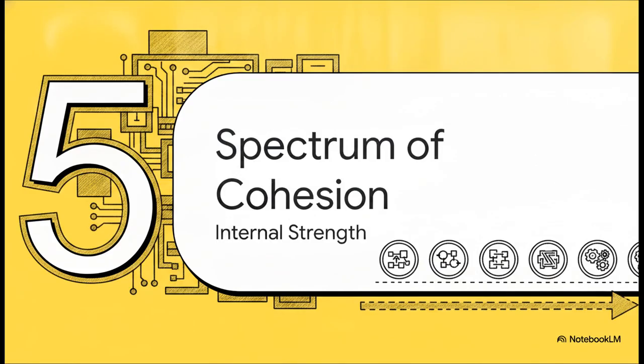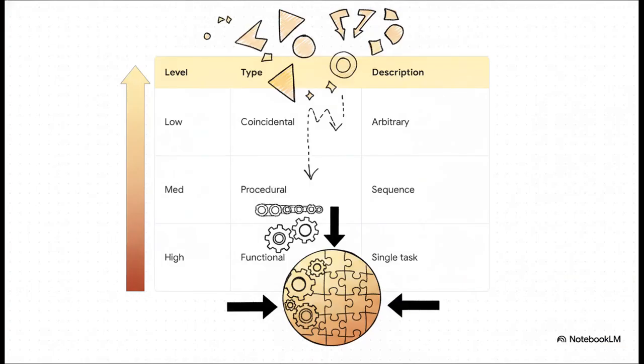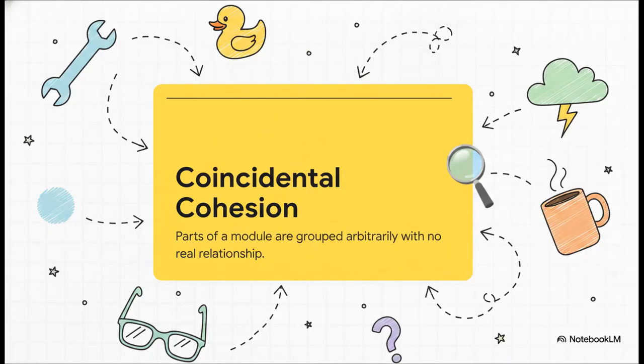All right, let's flip our perspective for Section 5, the spectrum of cohesion. Just like coupling, cohesion is a spectrum. But here's the twist. We want to strive for the absolute highest levels. We want to run away from arbitrary, low cohesion groupings at the top and work our way all the way down toward functional perfection. The weakest link here is coincidental cohesion.